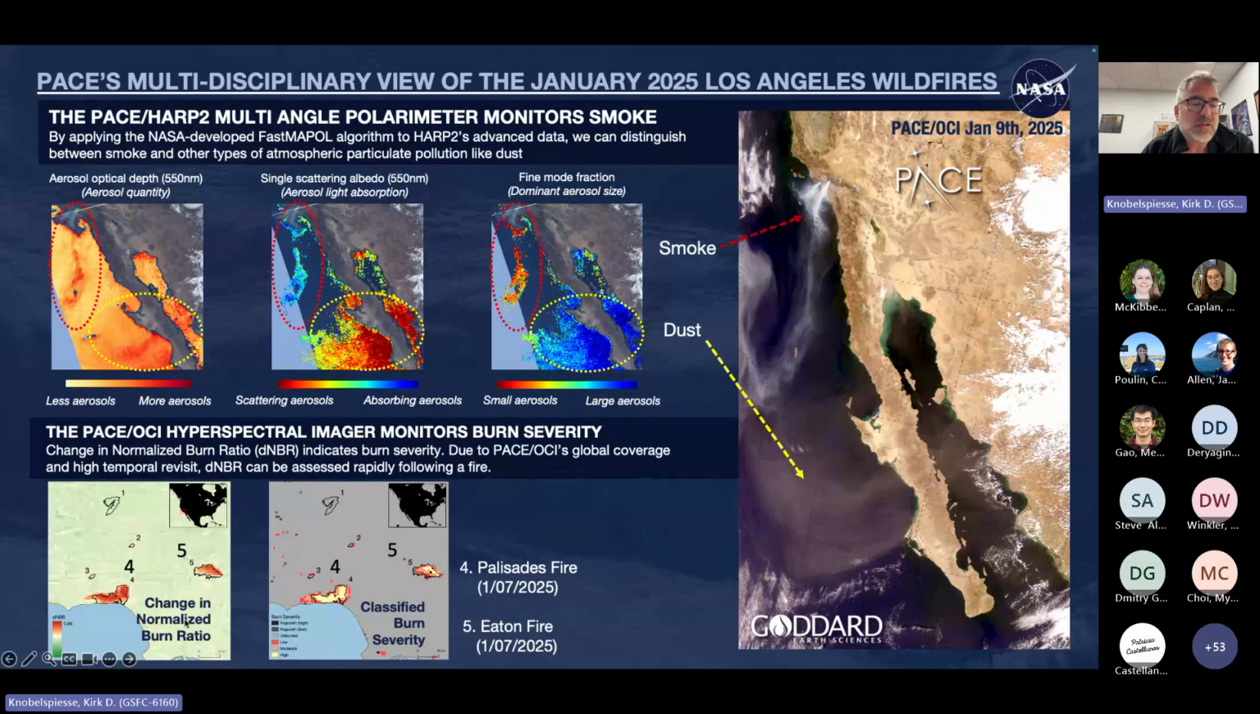But we can relate this then to changes in land surface. So this is a product we're creating that monitors burn severity. This comes from OCI, so we can relate both the land surface and the atmospheric effect of these fires simultaneously. That's all I really had for now, and I'll talk, like I said, again next week about PACE PAX.